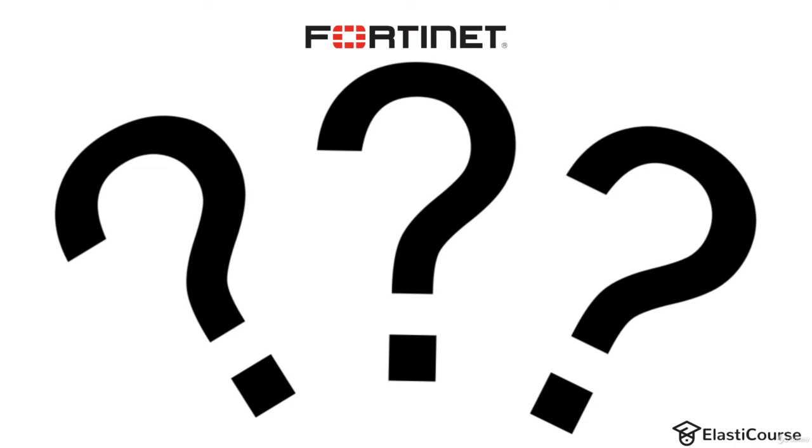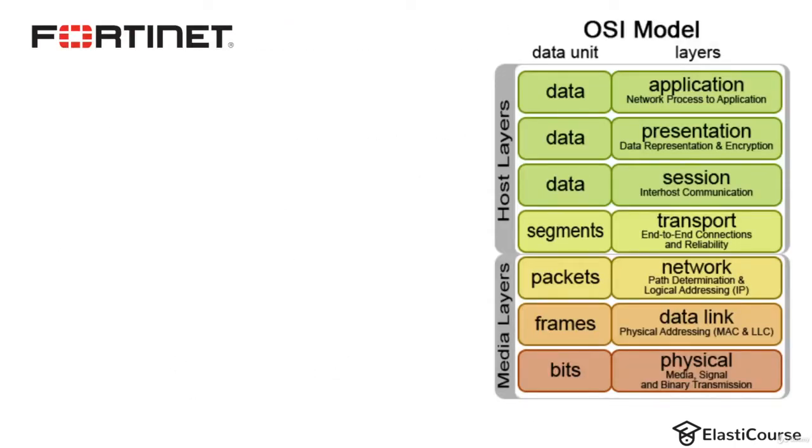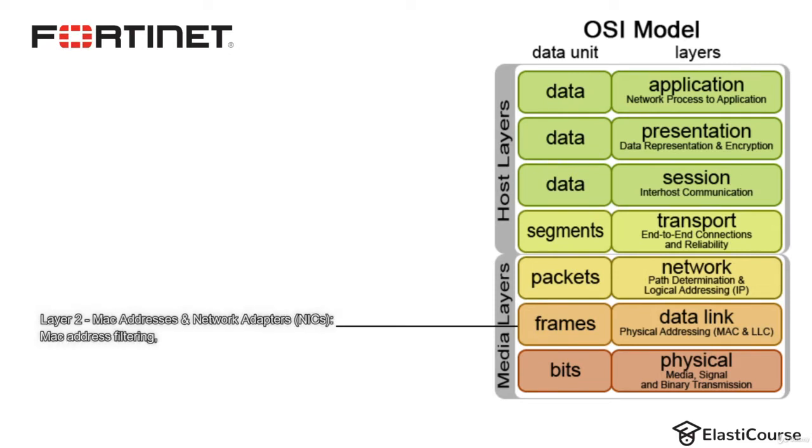Many routers already have security features on them. Why need a firewall, you may ask? For example, let's take a look at the OSI model, which describes end-to-end network communication. From layer 2 perspective, this is where we have MAC addresses and network adapters, or NICs. Routers do have security features like MAC address filtering, stickiness, port security, and VLANs.